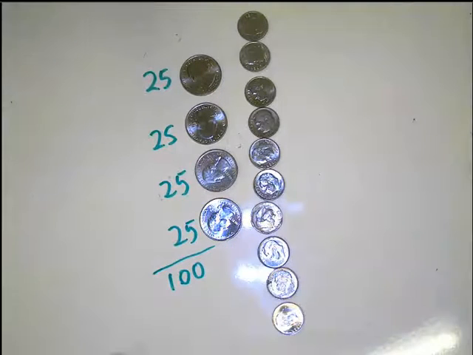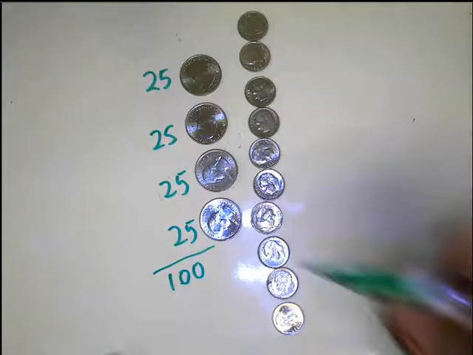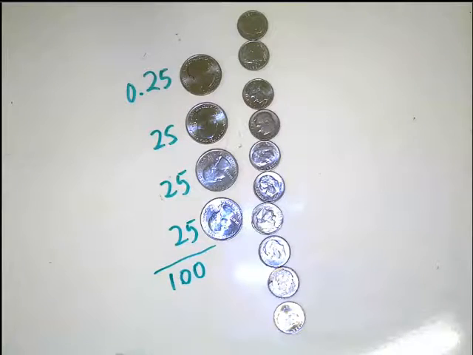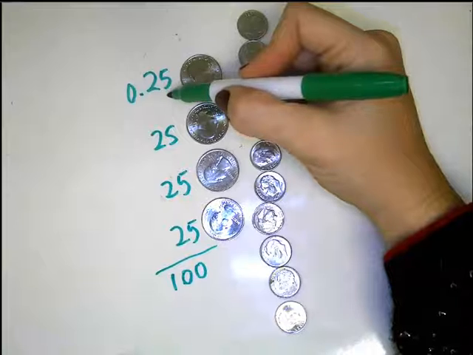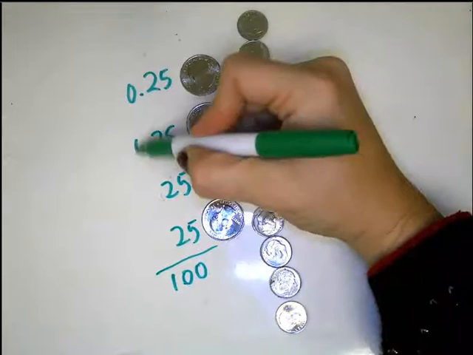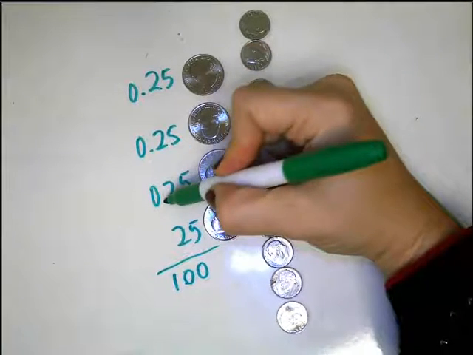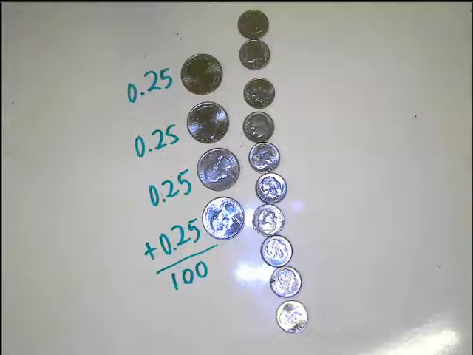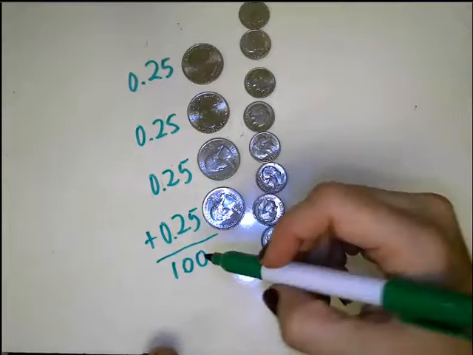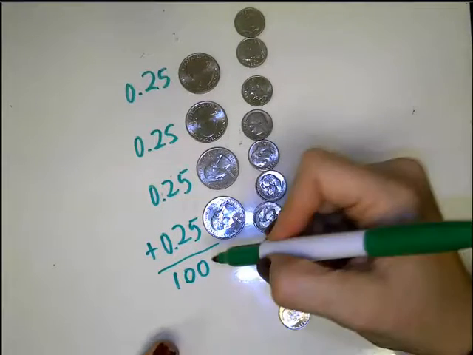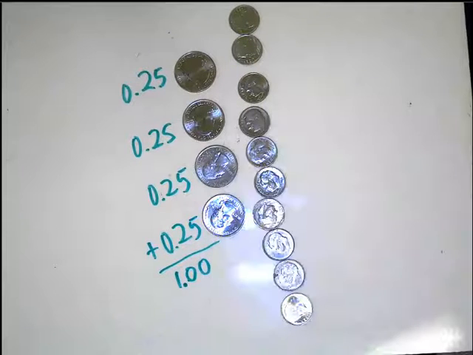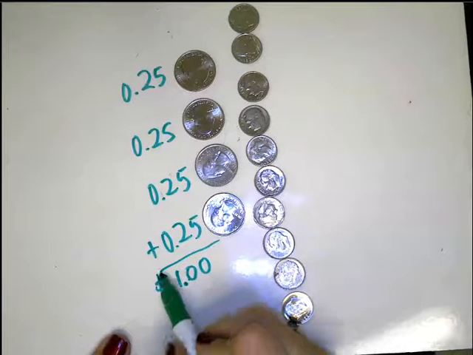Well, when I'm writing my 25 cents, I do 0 whole dollars and 25 hundredths, right? Making sense to everybody? So if I add up 25 hundredths 4 times, it's going to give me 100 hundredths, or 1 whole dollar.